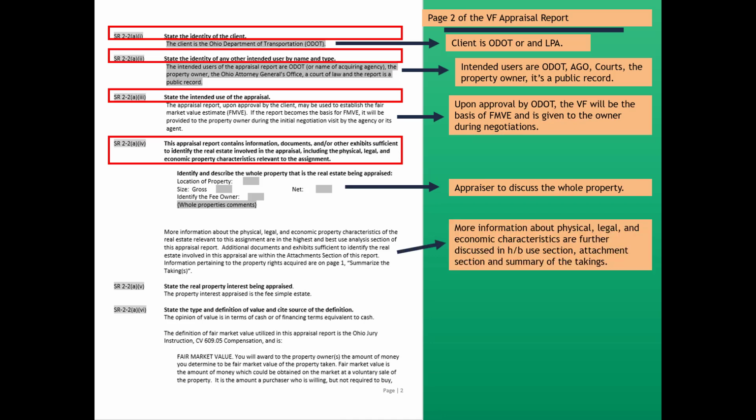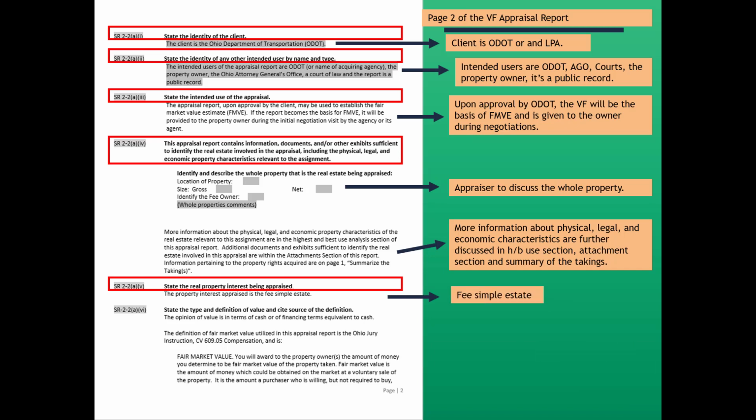More information about physical, legal, and economic characteristics is further discussed in the highest and best use section of this report, the attachment section, and the summary of taking. Next USPAP standard 2-2A-V: state the real property interest being appraised. And in this case, it's the fee simple estate.